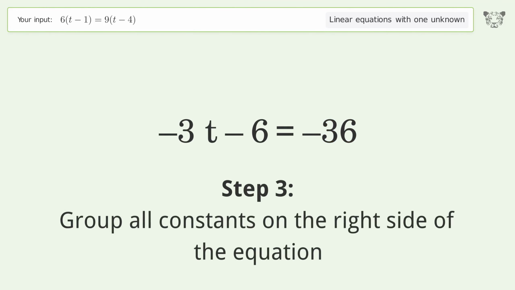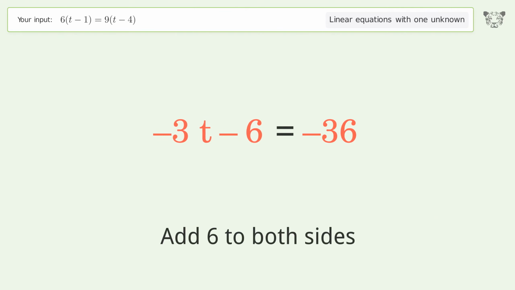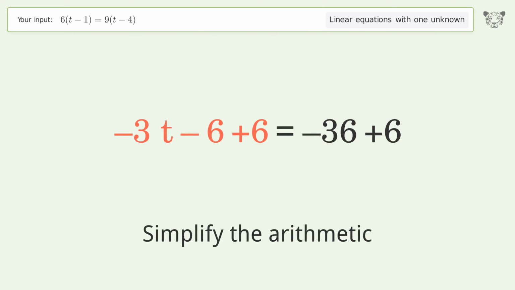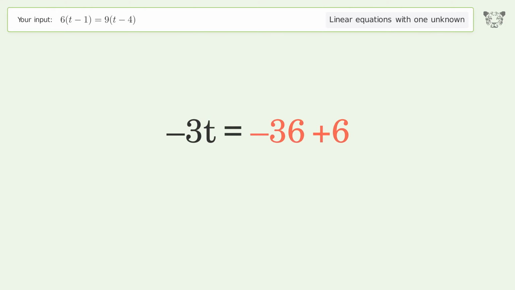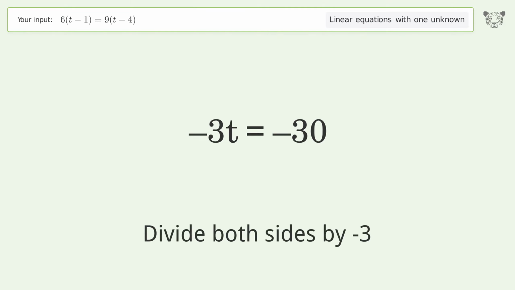Group all constants on the right side of the equation. Add 6 to both sides. Simplify the arithmetic. Isolate the t. Divide both sides by -3.